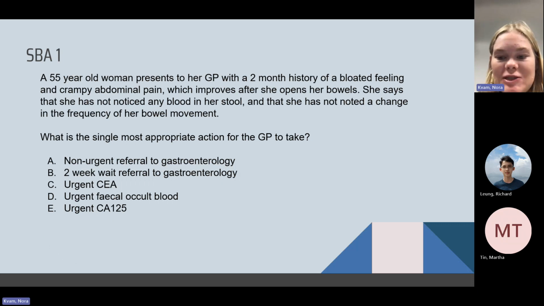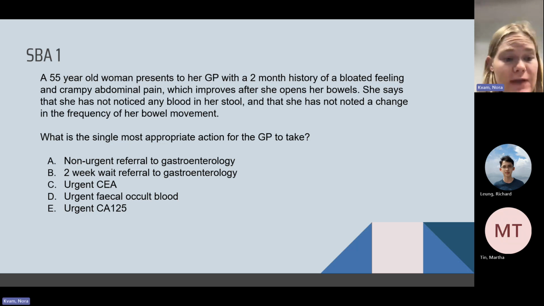So now some questions. A 55-year-old woman presents to her GP with a 2-month history of bloated feeling and crampy abdominal pain. It improves when she opens her bowels. She hasn't noticed any blood in her stool, however, and she has not noticed any changes in bowel habits. What is the most appropriate action for the GP to take?